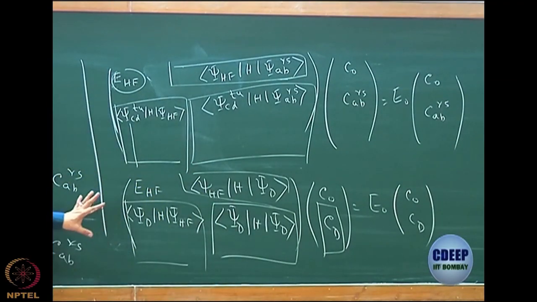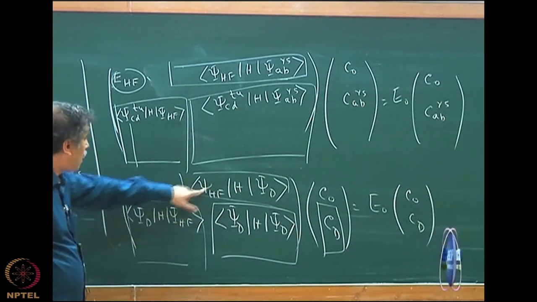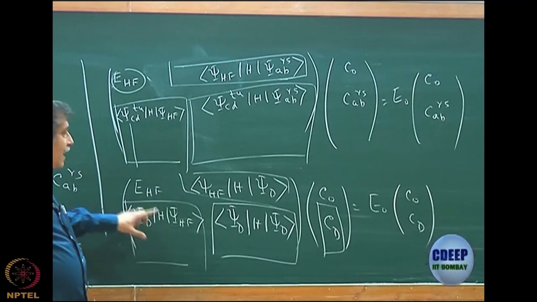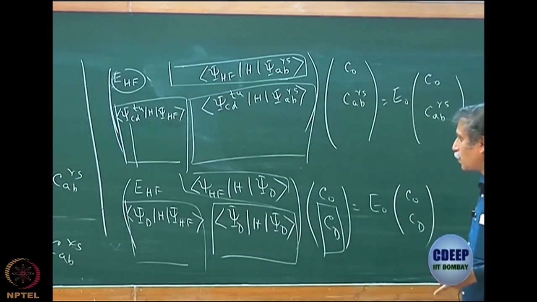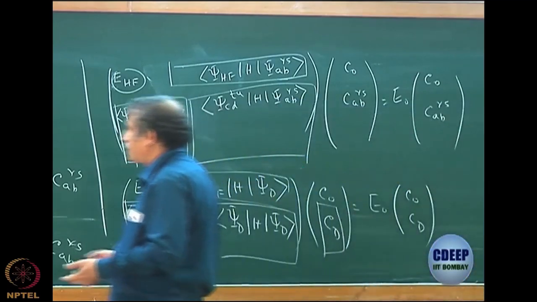So it's a 2 by 2 block. That is the reason: when you have only singles, then these two blocks become 0 because of Brillouin's theorem, and the matrix becomes block diagonal. So you just have this one value E0. So this is the reason we are calling it matrix eigenvalue equation. So I just want to rewrite.